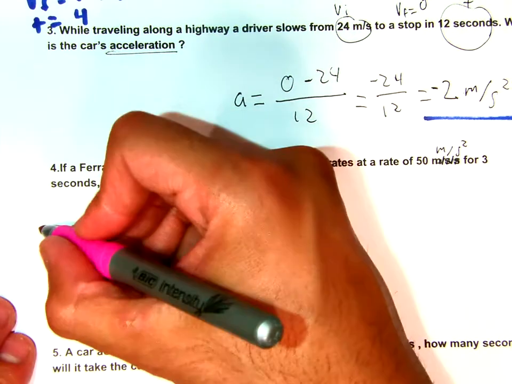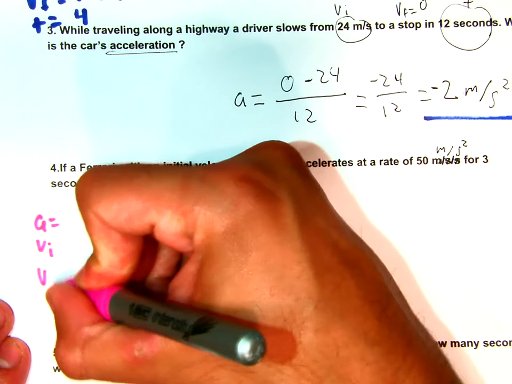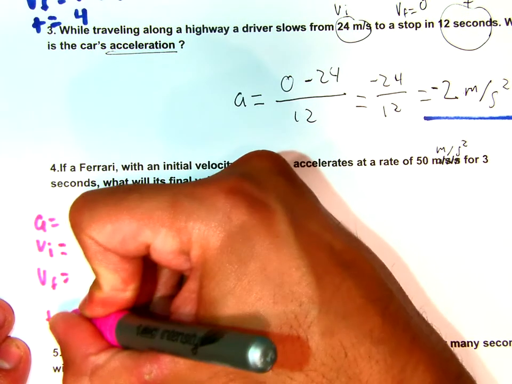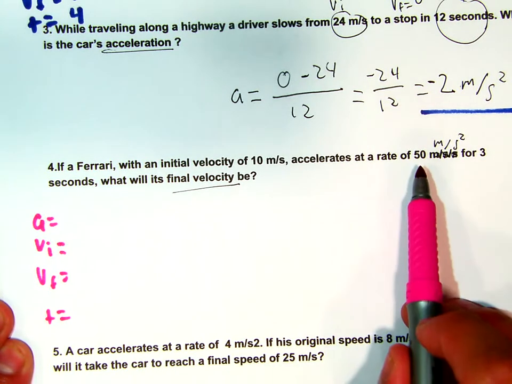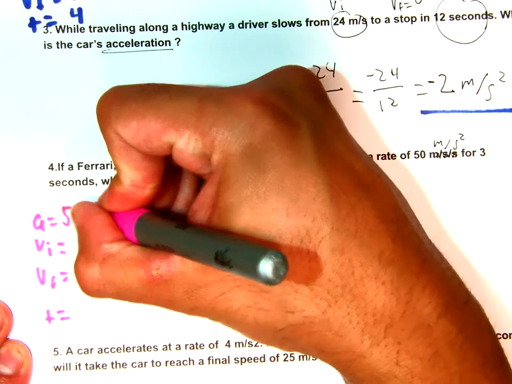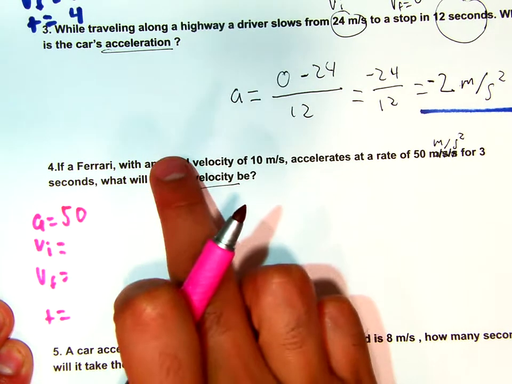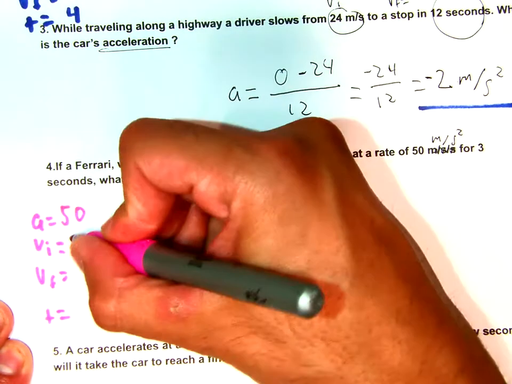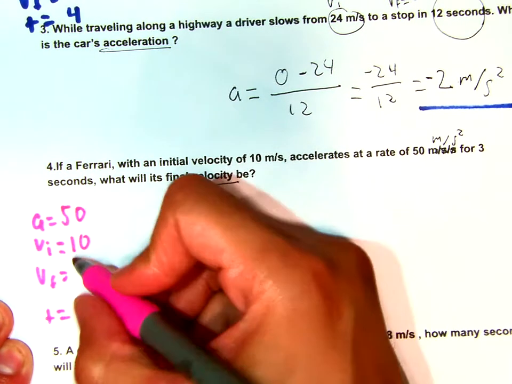Okay, so acceleration, initial, final, time, same process. This problem is different because I'm given my acceleration. My acceleration is 50. I'm just going to put the numbers for now. It tells me the initial velocity is 10. However, I don't know this, that's what I'm looking for.